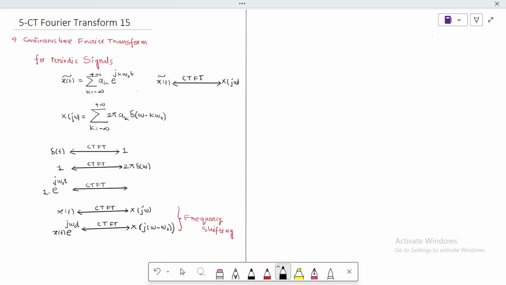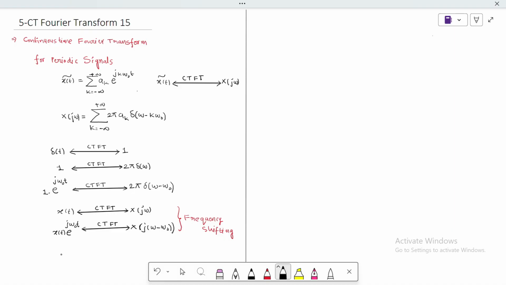So 2 pi, here this exponential is multiplied. Here the 1 is x of t, and e power j omega naught t is multiplied. Then you apply frequency shifting. So that is equal to 2 pi, where x of omega must be replaced by omega minus omega naught. So 2 pi del of omega minus omega naught.